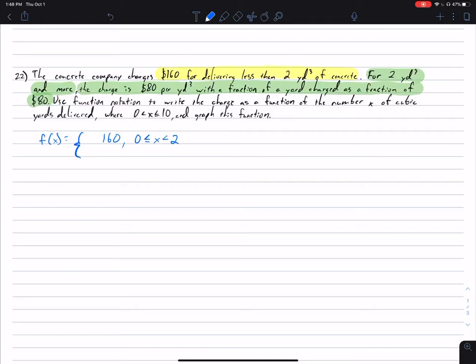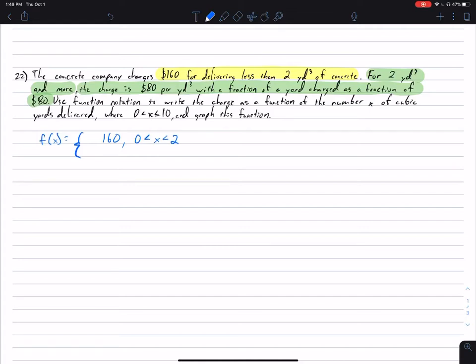Let's fix that, because it says less than 2 yards. So it's going to be greater than 0. We're not going to be charged if we don't get any concrete. So it's not going to be equal to 0, and it's less than 2 yards, not equal to 2 yards. So 0 is less than x, which would be less than 2.